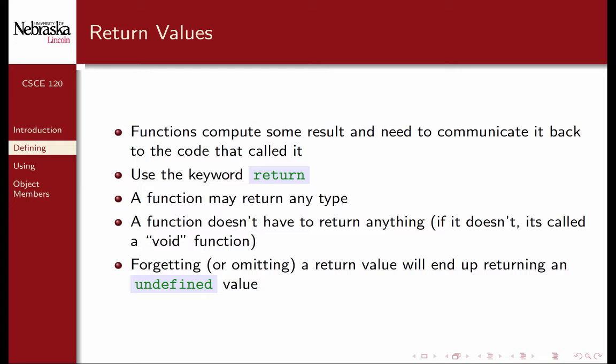Recall that functions compute some result and need to communicate it back to the code that called that function. To do this, we use the keyword return. A function can return any type, a number, a string, etc. A function that doesn't return anything is often called a void function. Forgetting or intentionally omitting a return value will end up returning an undefined value.